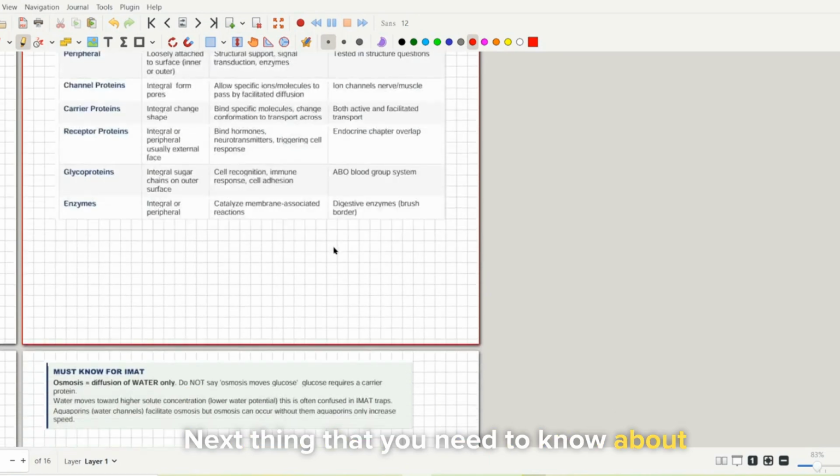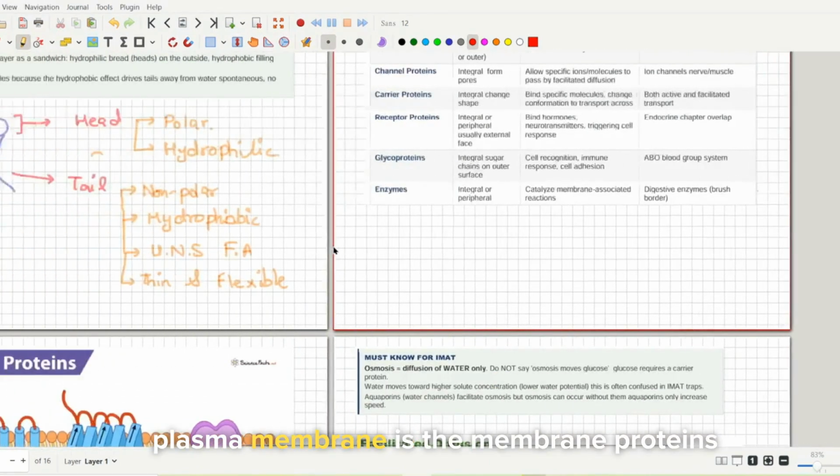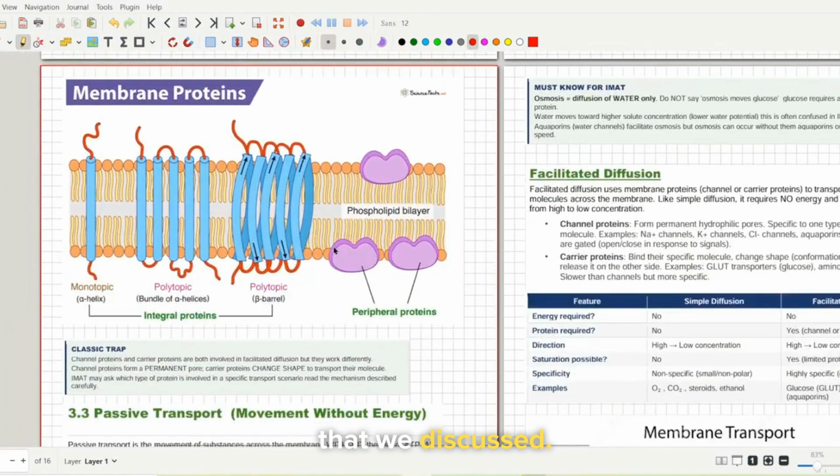Next thing that you need to know about the plasma membrane is the membrane proteins that we discussed.